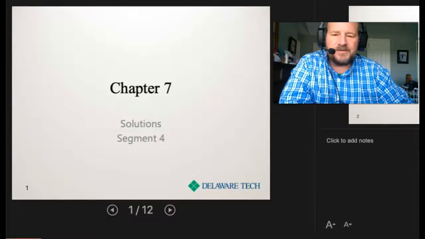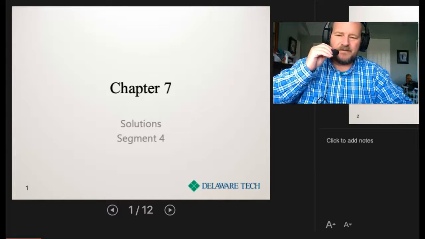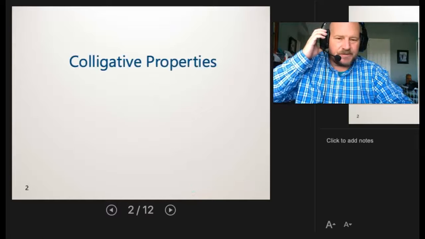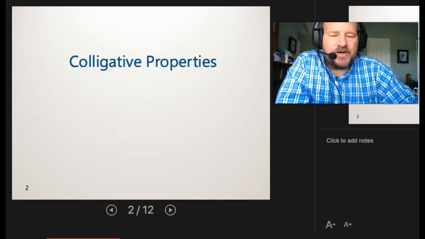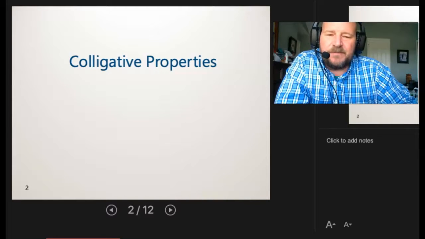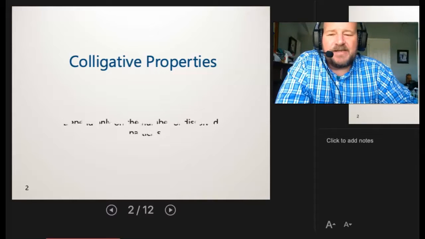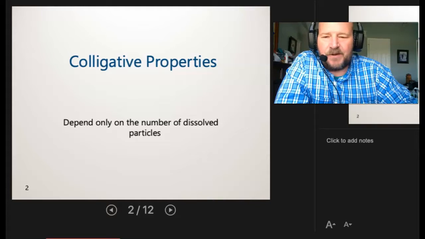All right, so our final segment for Chapter 7 on solutions is going to be all about colligative properties. We've talked about concentration, we've talked about making solutions, we've talked about solutions in stoichiometry. So the last thing is to talk about colligative properties.